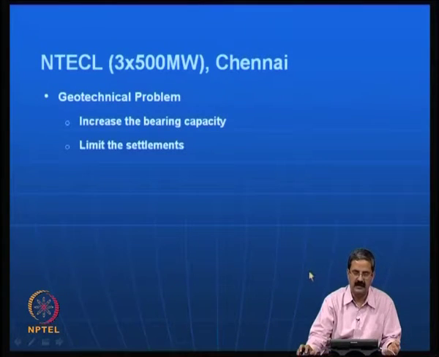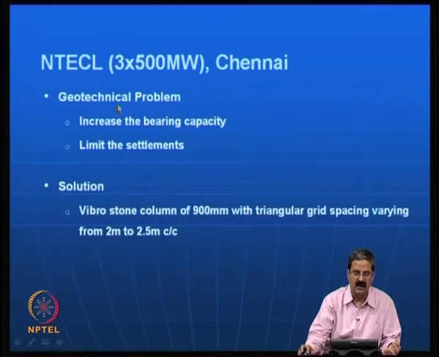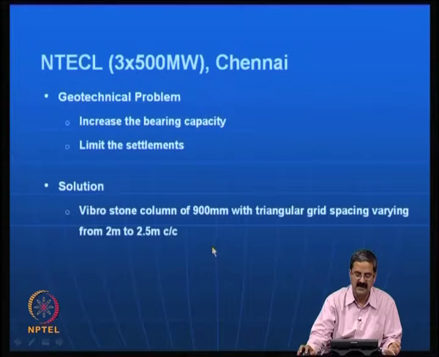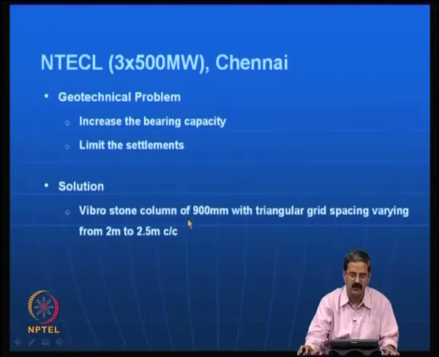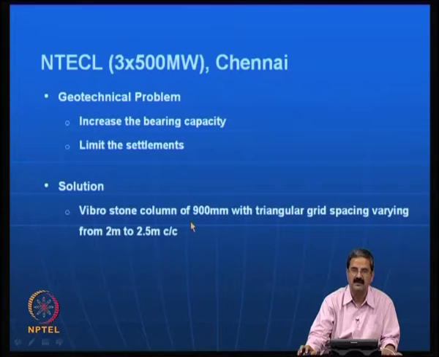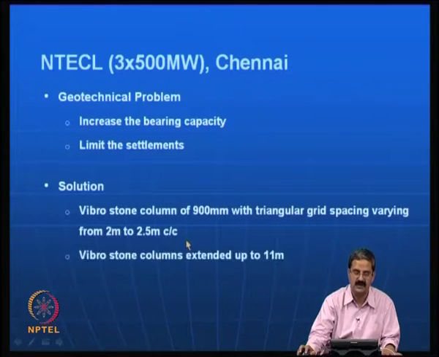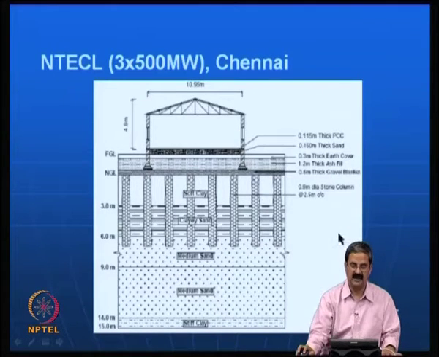So, the issue here is, as usual, to increase the bearing capacity and limit the settlements. The solution is that they came out with their own calculations and methods, and when these people take projects, they have to design and show that it works. In this case they were able to show that 900 mm diameter columns with a triangular grid spacing varying from 2 meters to 2.4 meters center to center were used, and the columns extended up to 11 meters.